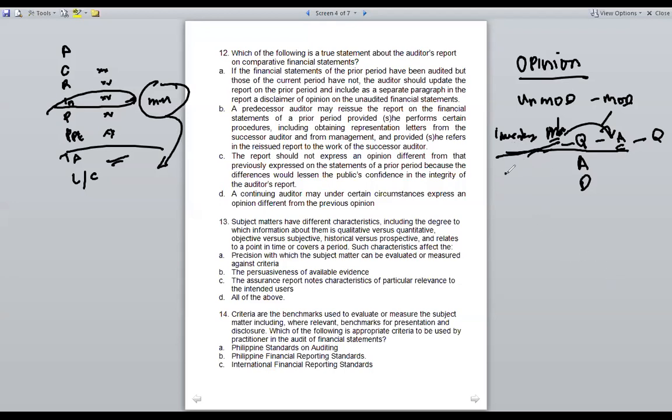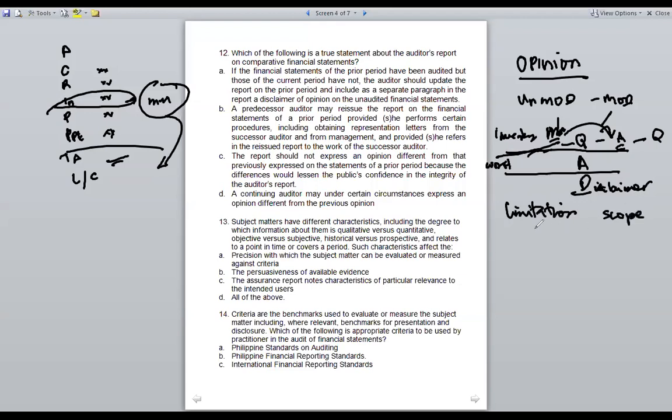While adverse naman is you cannot obtain anything that will support your opinion or your audit. Okay, this is the worst kind of audit opinion or report that an auditor can issue. While for disclaimer naman, okay, disclaimer, just I'm giving you a background, disclaimer is when there's, guys, yung work mo, there's a limitation of work or scope of work.